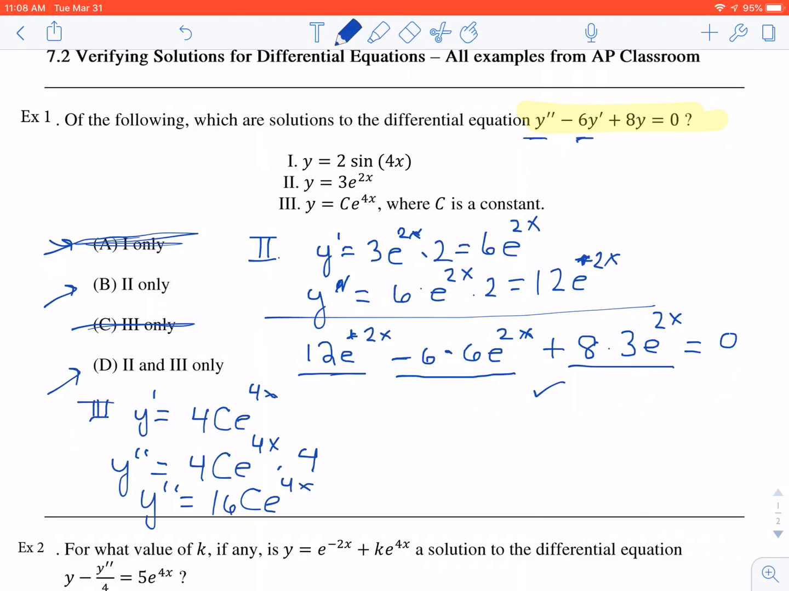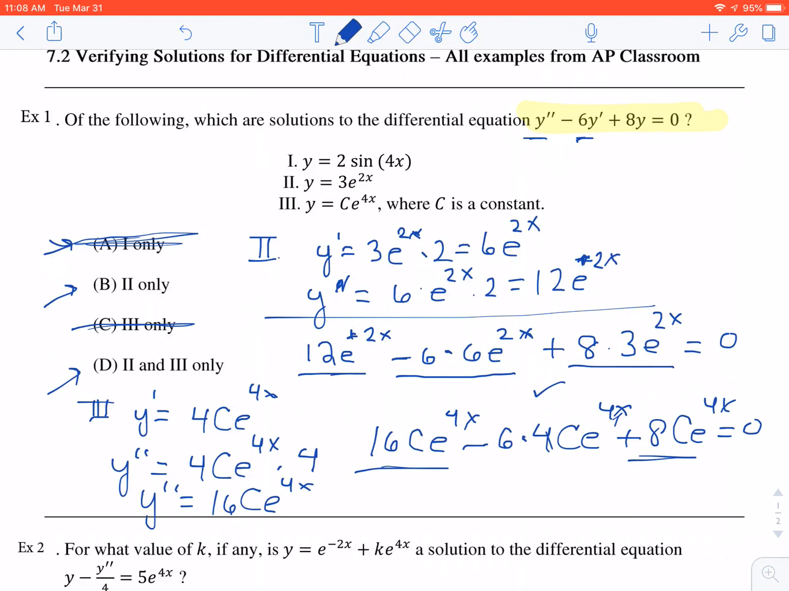Going through and checking that, the second derivative is 16c e to the 4x minus 6 times y prime, 4c e to the 4x, plus 8 times the original. I want to see if that's equal to 0. So I have 16 plus 8 is 24 minus 24. That also works. So my answer is answer D.